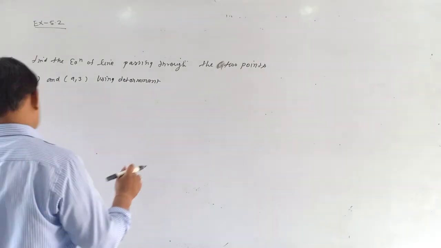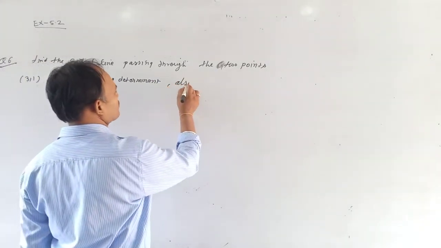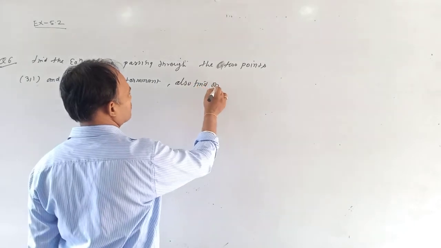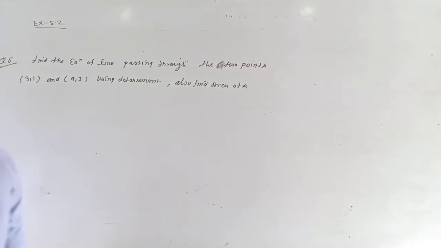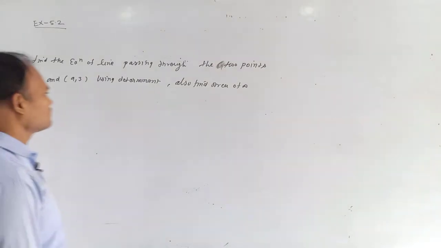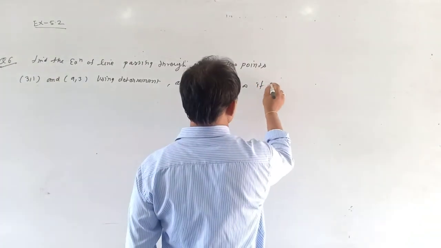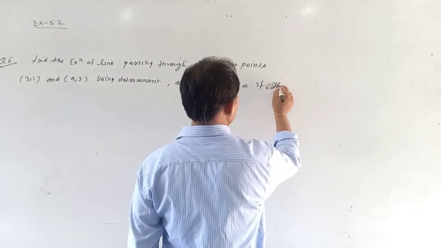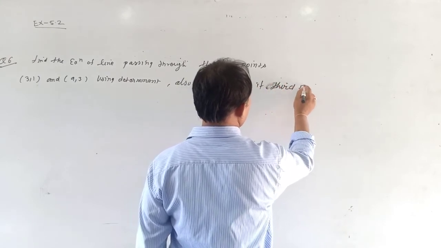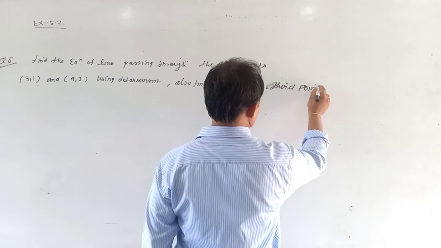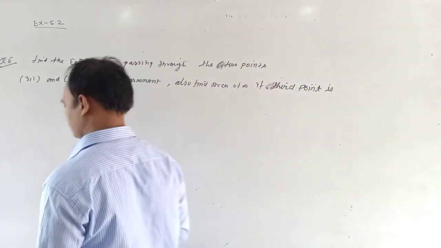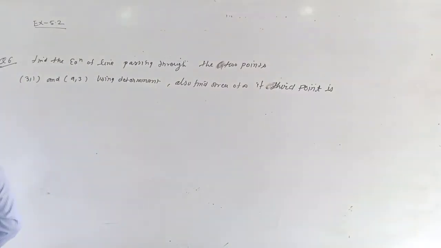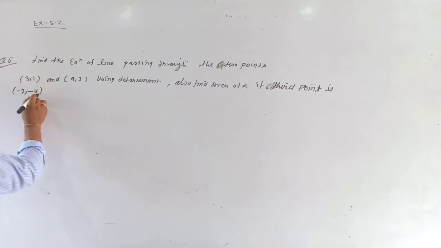Also find the area of the triangle, if the third point is -2, -4.